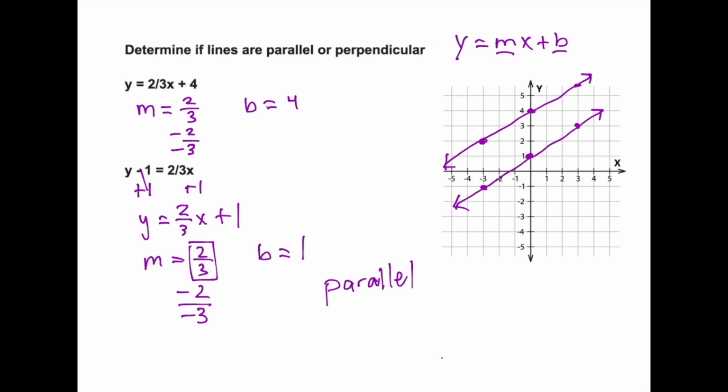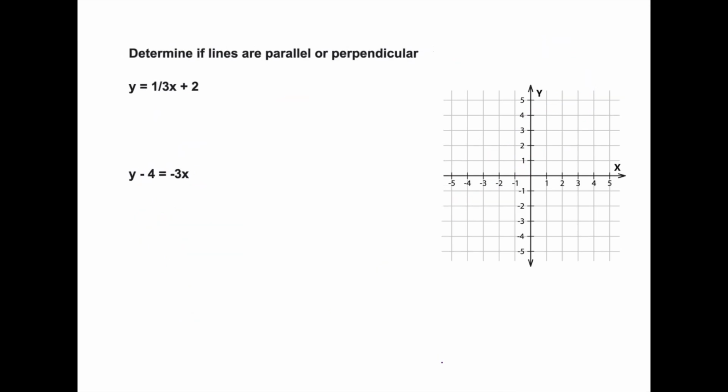So what do you notice about our two equations? If you noticed that our slopes are the same, but our y-intercepts are different, you're correct. If you have the same slope and different y-intercepts, the two lines are going to be parallel. Let's go through another example.